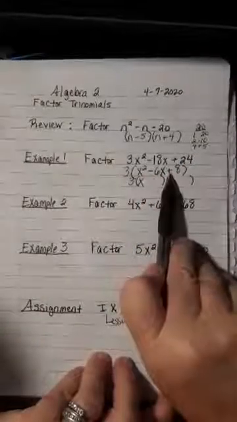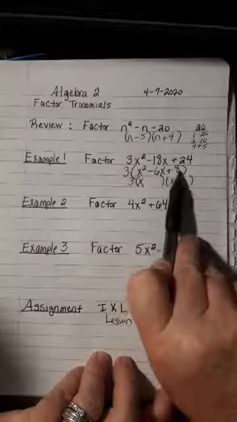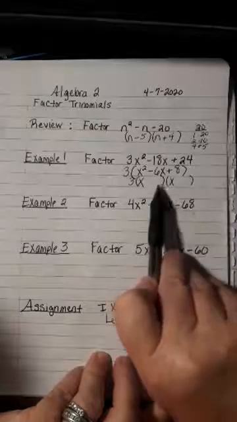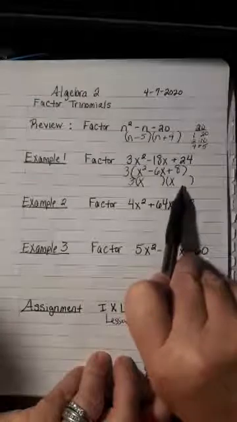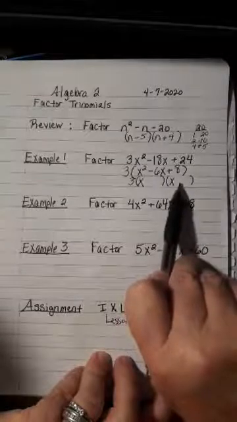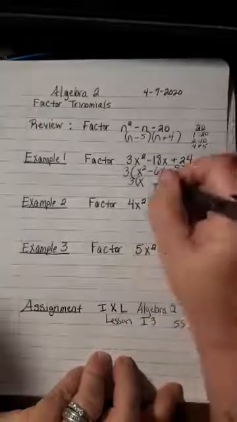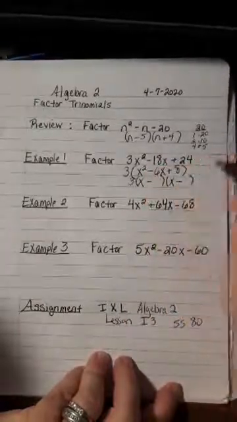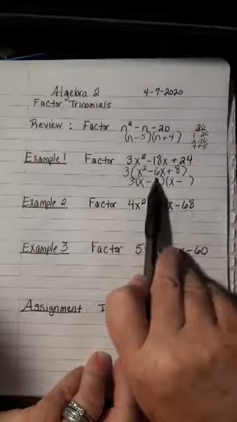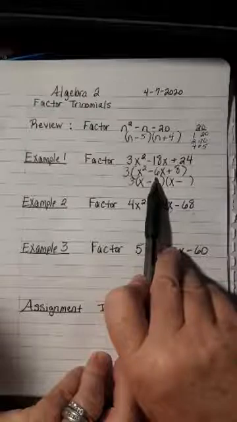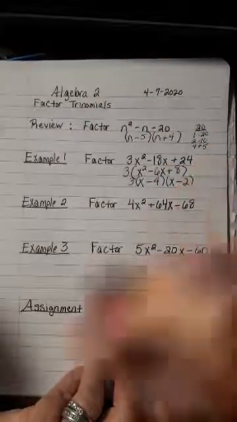At the end of your trinomial, you have a positive 8. The only way to get a positive 8 when you multiply the last terms together is for them both to have the same sign. And for them to have the same sign, they're going to match whatever this middle term is. So they're going to both be minus. And then the factors of 8 that will add up to be 6 are 4 and 2. So you're going to say minus 4 and minus 2.